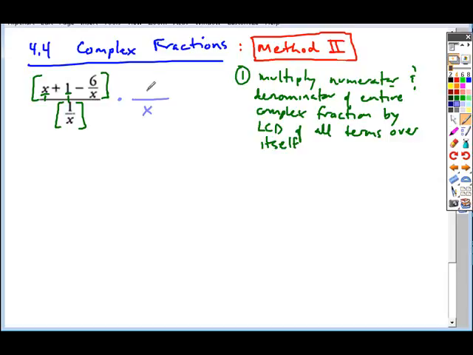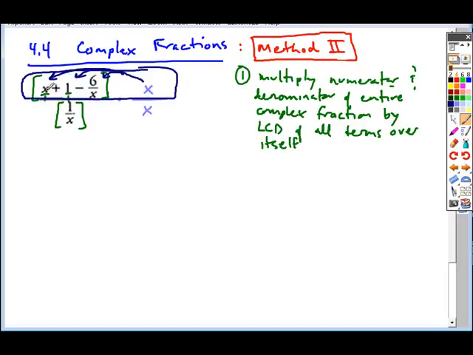So we're going to write that over itself. Again, this maintains the identity property of multiplication. We're not changing the value of the fraction, only its form. Okay. Once we get to this step, what we're going to do is work just in the numerator, and then after that just in the denominator to simplify our fraction.